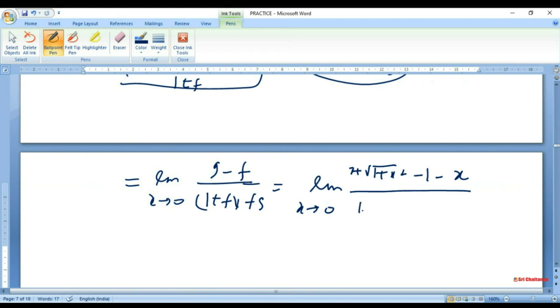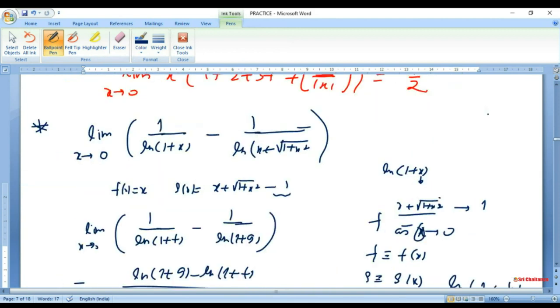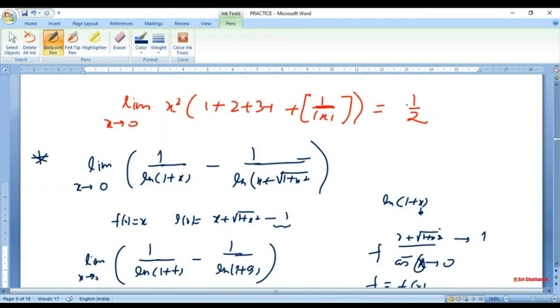1 plus f was still x. This is xf, and g is again the big thing, x plus root of 1 plus x squared minus 1. Let me take you back to the beginning of the problem because it's a long one. You might have forgotten it or not taken care of it.